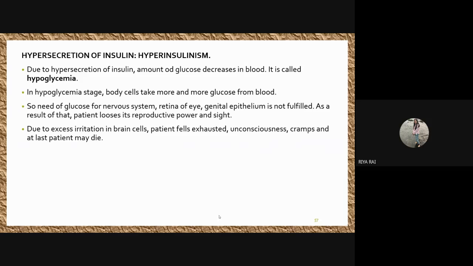Now, if the insulin is secreted in a higher amount, then the nervous system, retina of the eye, and genital epithelium will not get the appropriate amount of glucose, and due to this, the patient loses reproductive power and sight. And due to excess irritation in the brain cells, the patient feels exhausted, unconscious, has cramps, and at last the patient dies.